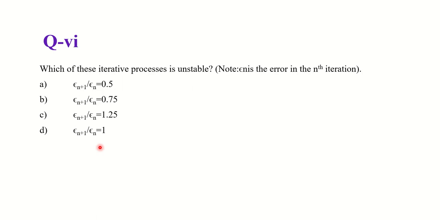Which of these iterative processes is unstable? Where eta n is the error in the nth iteration. So option A is eta n plus 1 by eta n is equal to 0.5. Eta n plus 1 by eta n is equal to 0.75. Eta n plus 1 by eta n is equal to 1.25. Eta n plus 1 by eta n is equal to 1.